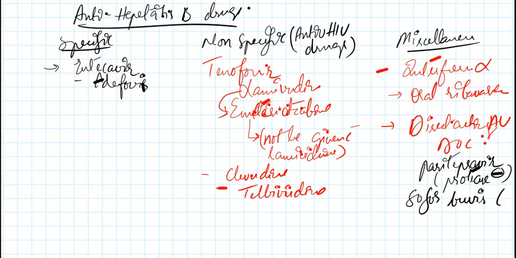What is sofosbuvir? How does it act? It acts by NS5B blocking. I will write it clearly. NS5B blocking. And finally, one more drug, that is velpatasvir.